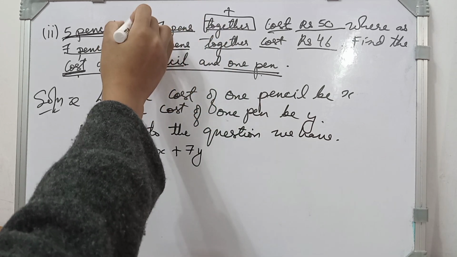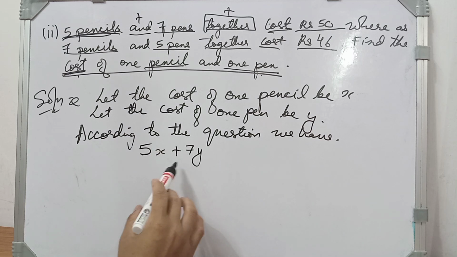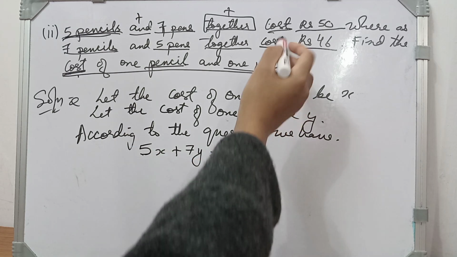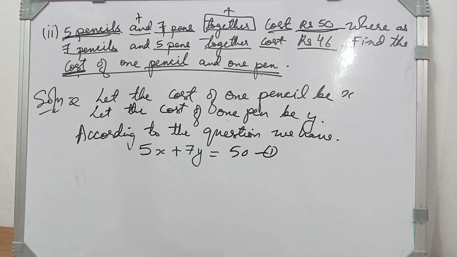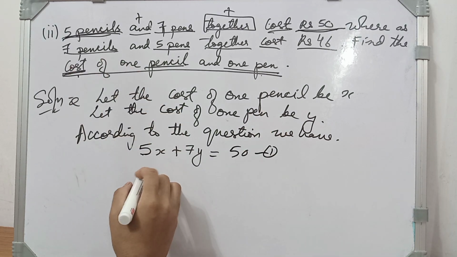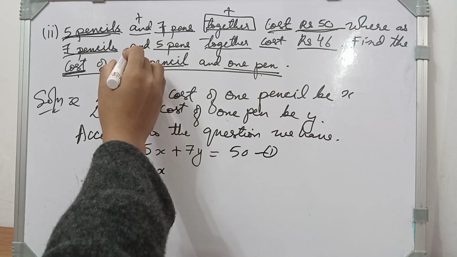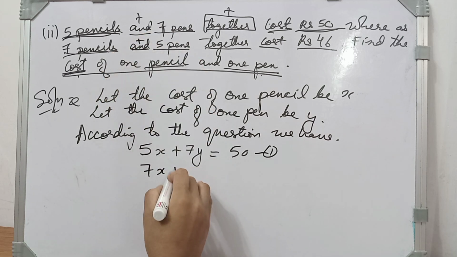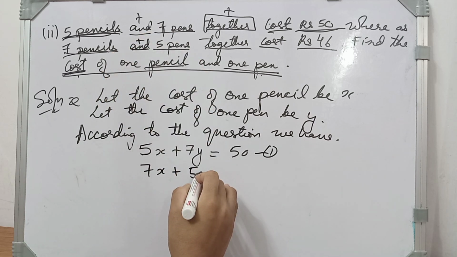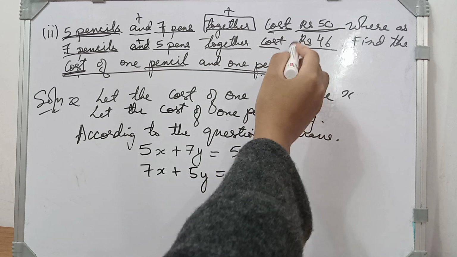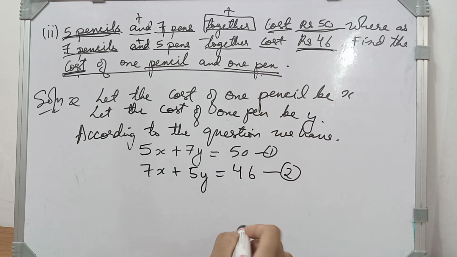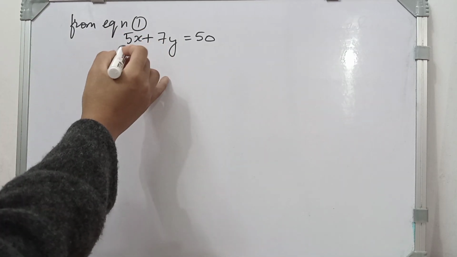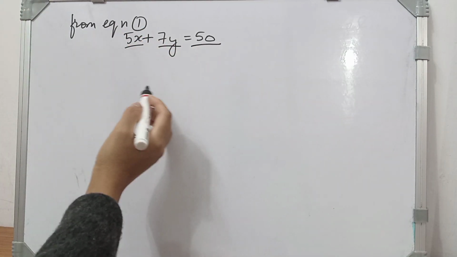Together it would be plus. 5x plus 7y is equal to Rs 50. This is equation 1. Then 7 pencils, 7x, plus 5 pens, 5y, cost Rs 46. This is equation 2. From equation 1, 5x plus 7y is equal to 50.